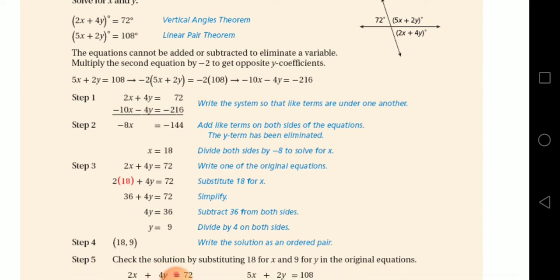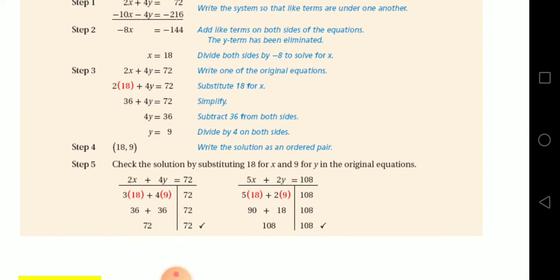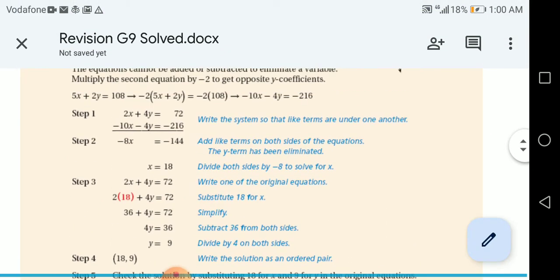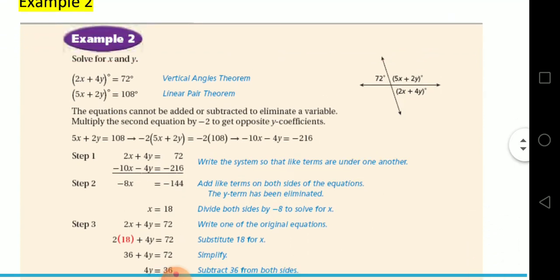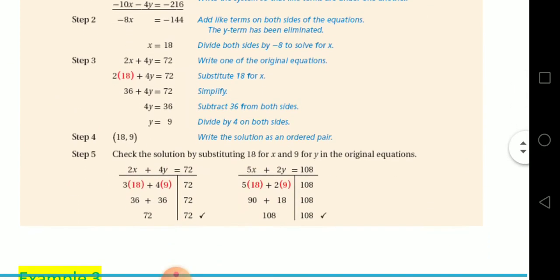Then substitute in any other easy equation. I will put 18 instead of x. For example, in 2x plus 4y equals 72, I substitute 2 times 18 plus 4y equals 72, and then you can solve this.